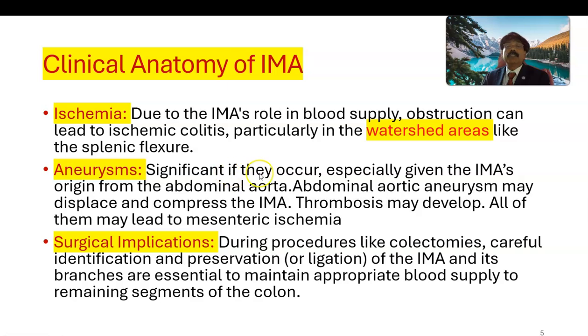Aneurysms are significant if they occur, especially given the inferior mesenteric artery's origin from the abdominal aorta. An abdominal aortic aneurysm may displace and compress the inferior mesenteric artery. Thrombosis may develop. All of them may lead to mesenteric ischemia and mesenteric colic. Also, the inferior mesenteric artery may go through atherosclerosis as a part of the atherosclerotic process of the aorta and other blood vessels.